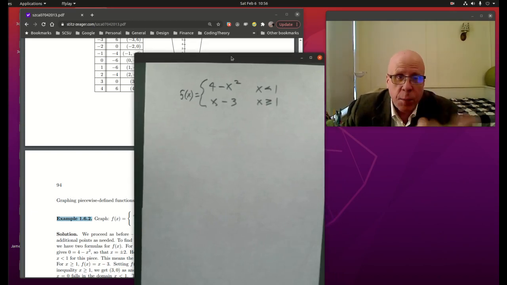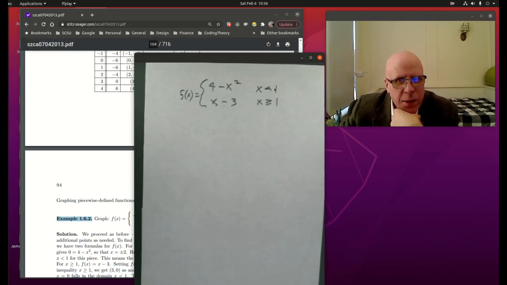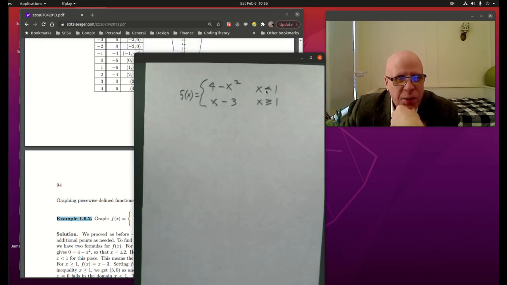Basically, what I'm going to do is lightly draw in both of these graphs, and then stitch them together, as I refer to it, using these two intervals on which the separate parts of this function are going to be defined. So let's start at the bottom.